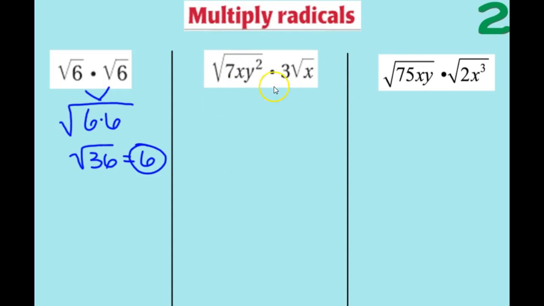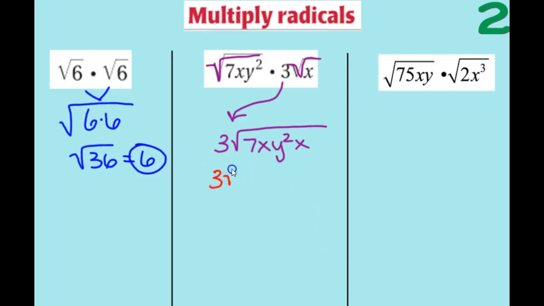This next one's going to be a little bit more complex. We can multiply whatever's underneath the square root. This 3 is not underneath, so that stays out front. And then underneath we have a 7, an x, a y squared, and then another x. So I'm just going to rewrite this. We have 7. There's 1x here and 1x here, so that's x squared, and then y squared.